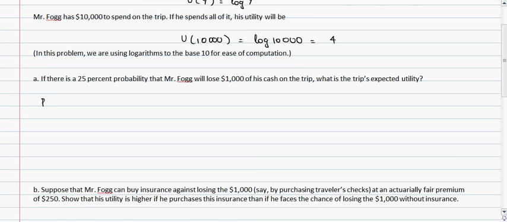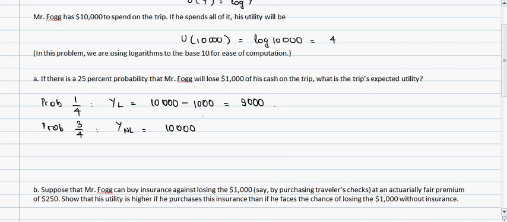With a probability of 25%, so a probability of 1/4, the consumer is going to lose $1,000 of cash on the trip. Therefore, his income in the case of loss is going to be 10,000 minus $1,000, which is 9,000. Now with a probability of 3/4, he's not going to lose anything, so the income in the case of no loss is still 10,000, because he doesn't lose anything.